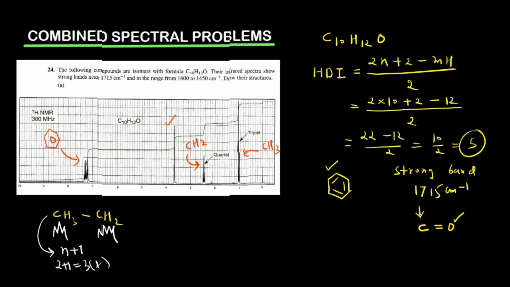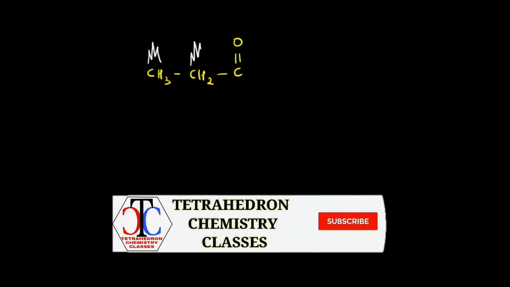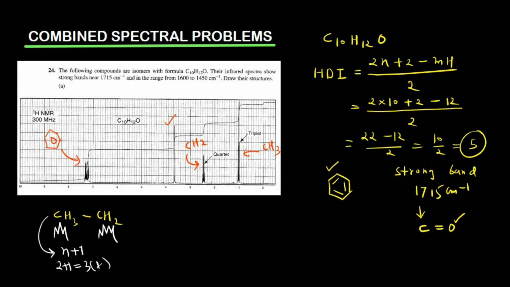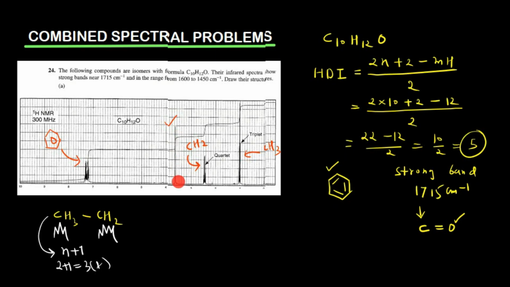So what I can do next is connect this carbon with the carbonyl group, right? Now this will produce a triplet, very fine, no problem in that. And this will produce a quartet, no problem in that. And then you have the singlet somewhere. See where you have the singlet? This singlet, which is resonating at 3.8 ppm, is a downfield signal.